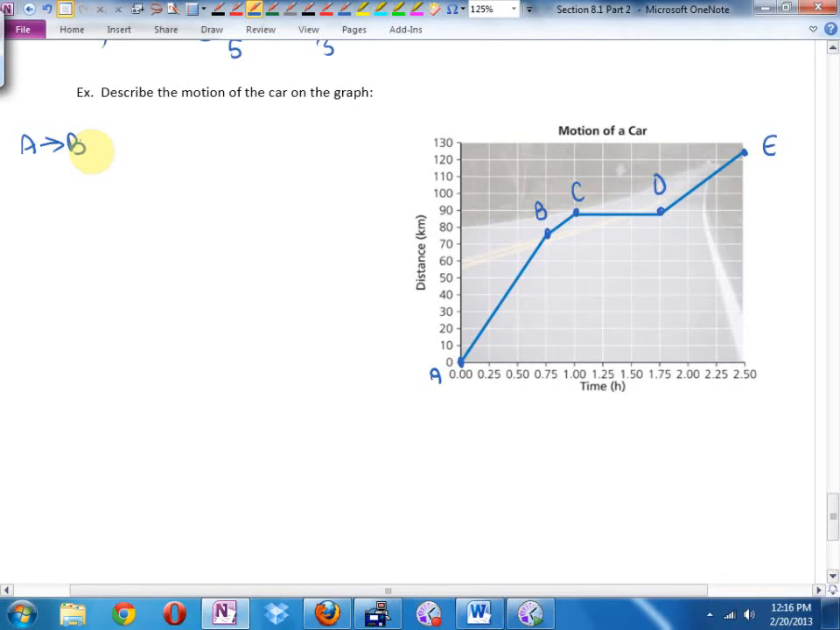So from A to B, find the speed, please. From B to C, find the speed. From C to D, find the speed. And from D to E, find the speed. See if you can do this on your own. I won't freeze my screen. I'll do it up here, so if you get stuck, look up. But let's see what we can do here.